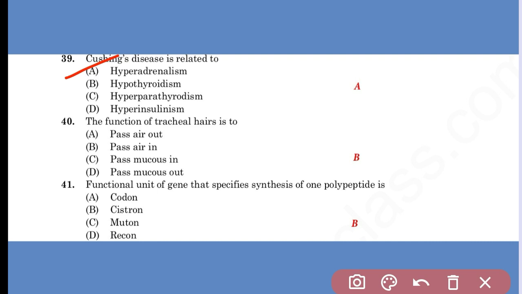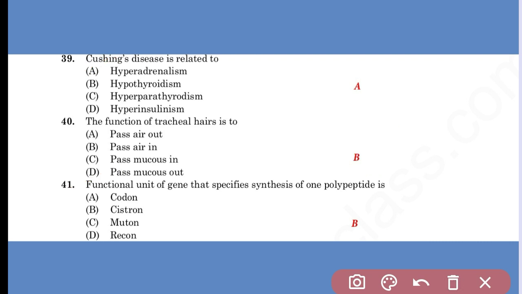So read the options carefully. It passes mucus outside. Option D is the answer to it. By mistake it is written as B. Option D is the answer. The function of tracheal hairs is to pass mucus out.